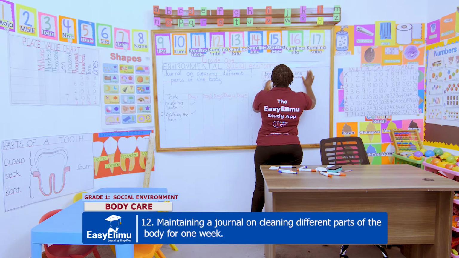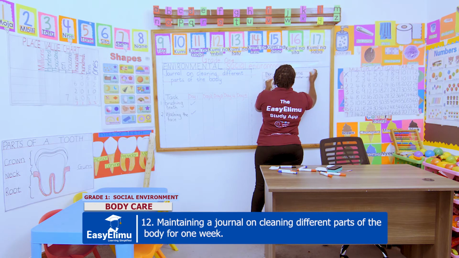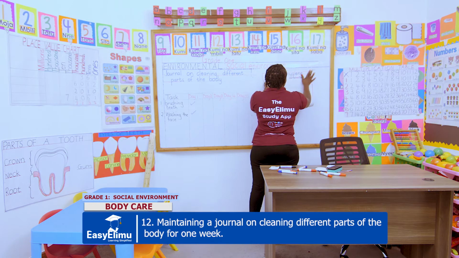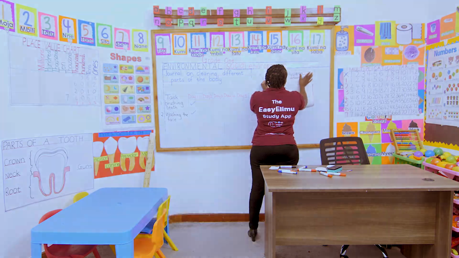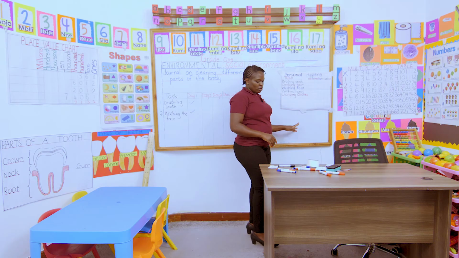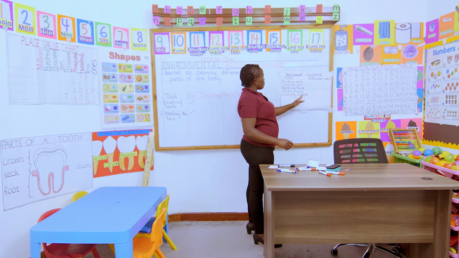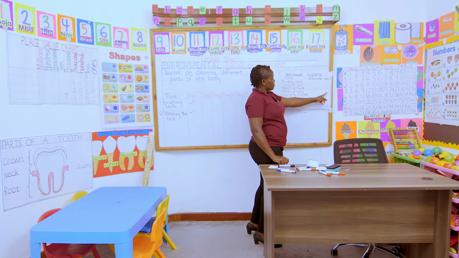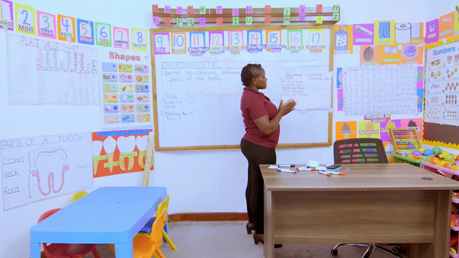Okay? So we are saying personal hygiene varies from one person to another. It depends with yourself and what you do. So we have said, this is what will happen. Now, this is what I want us to do. On the piece of manila paper that I've given you, you're going to draw there. How many columns? This is the first column. Then we have 1, 2, 3, 4, 5, 6, 7. This is basically for a full week. A week has 7 days.